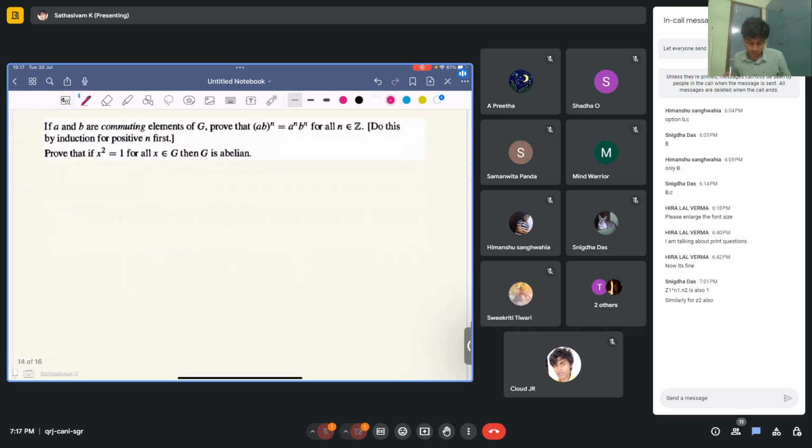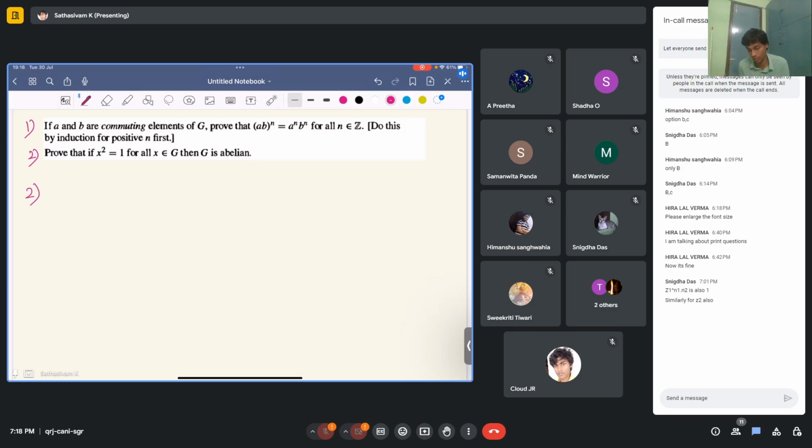Okay, let's proceed to the next one. First let's prove this one. This is more interesting. In order to say abelian, this is kind of like a characterization. Okay, this is not a characterization, this is some statement. So let's prove the second one first. We'll come back to the first one.